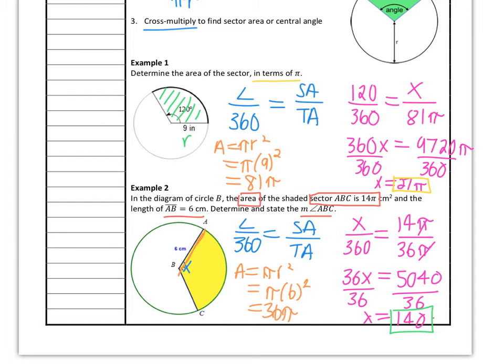So again, if you don't have this formula memorized at this point, maybe jot it down on an index card somewhere that you're not going to forget it. Angle over 360 equals sector area over total area. We're going to look at just another couple examples in the back, and then you're going to go ahead and try some practice problems.